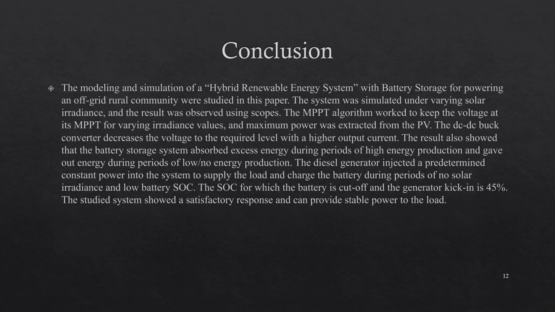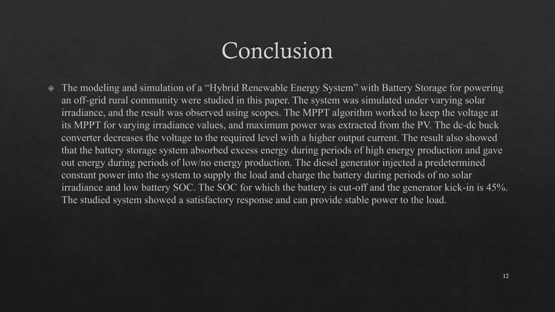In the conclusion, and from the analysis run with both the HOMER and MATLAB Simulink simulation, I have come to a conclusion that the system was simulated under varying solar irradiance, and the result was observed using scopes, which we were able to generate our charts and graphs from. Our various plots were gotten from the scope, and the MPPT algorithm worked to keep the voltage at its MPPT for a varying irradiance value, and the maximum power was extracted from the PV.